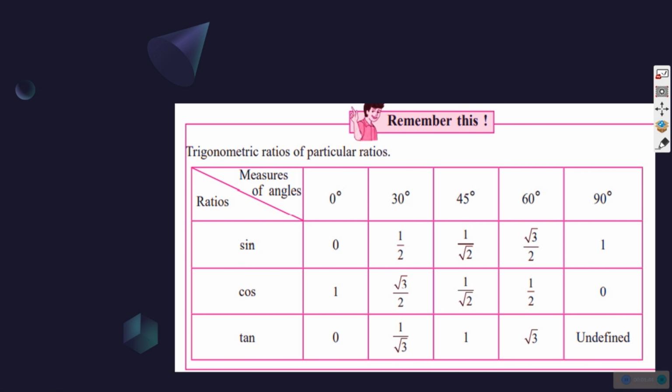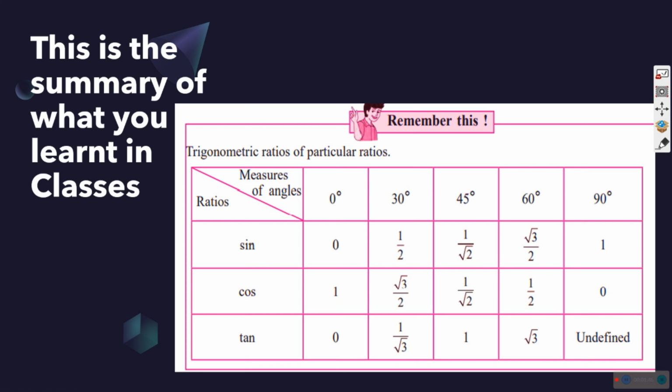standard textbook. This is the summary of what you learned in class 9 regarding trigonometric ratios. Especially you remember that trigonometric ratio is applicable to a right angled triangle, and you also know that whenever you study a right angled triangle, the first thing that comes to your mind is that it has a 90-degree angle. Another thing that comes to your mind is the hypotenuse and adjacent sides. Hypotenuse is the side opposite to the 90-degree angle.